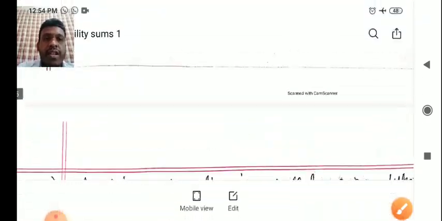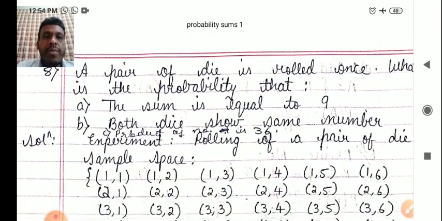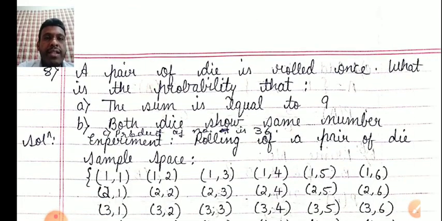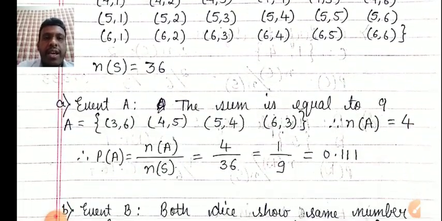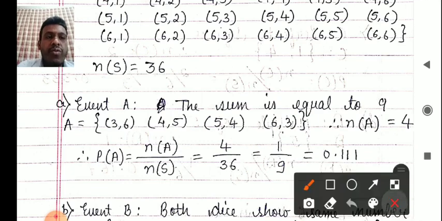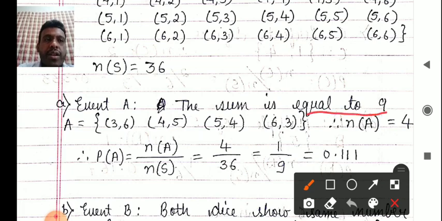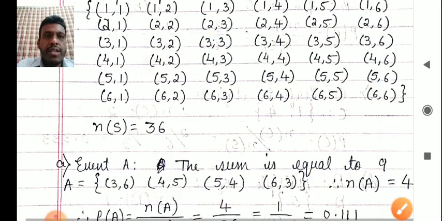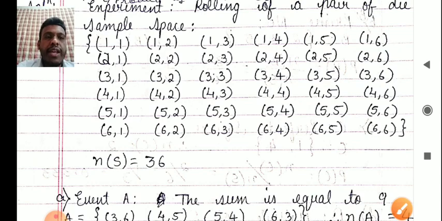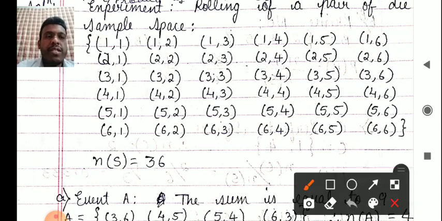What is the first event? Let's go to the question. The sum is equal to 9, it says. Okay, sum is equal to 9. Event A. So event A says that the sum is equal to 9. Now you have to find out all those pairs from this set where the sum is equal to 9. Now just see where the sum is equal to 9.